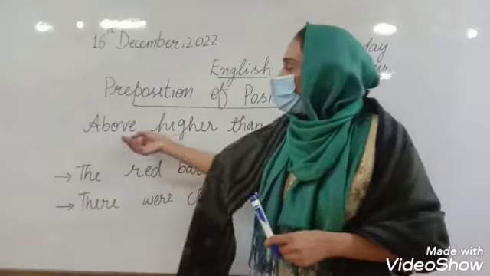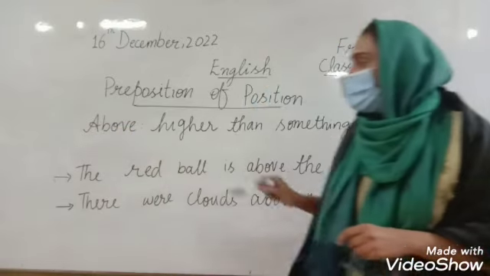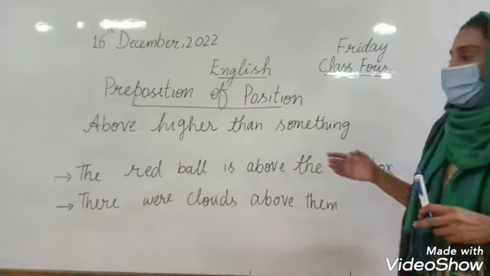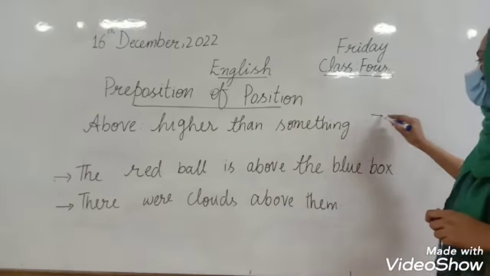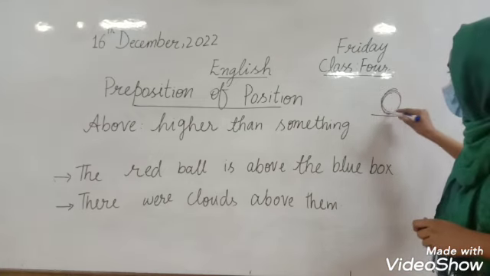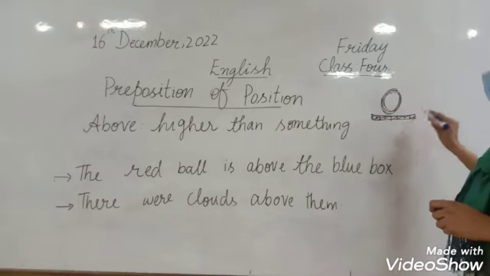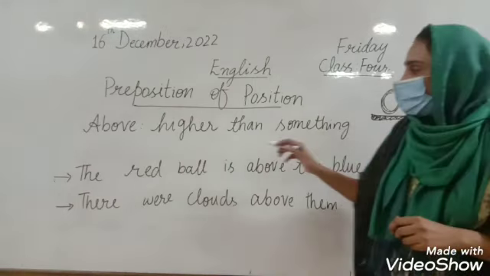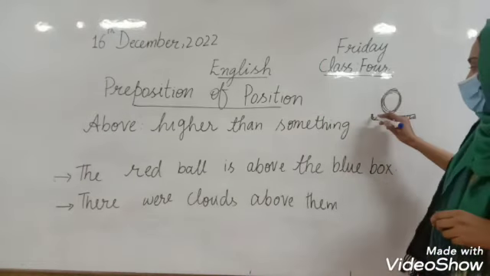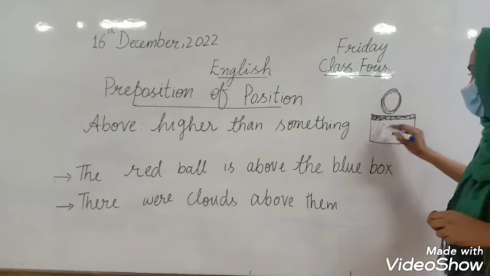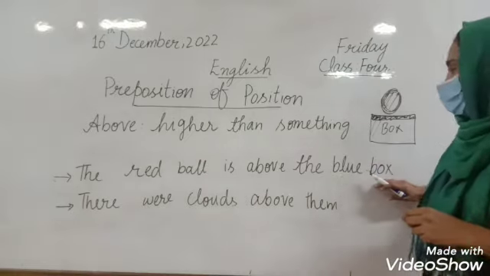Now the second example, the second preposition word, is above. We use the word above when there is something higher than something else, higher than the surface of something. For example, the red ball is above the blue box. Here is our blue box, and the red ball is above the blue box.